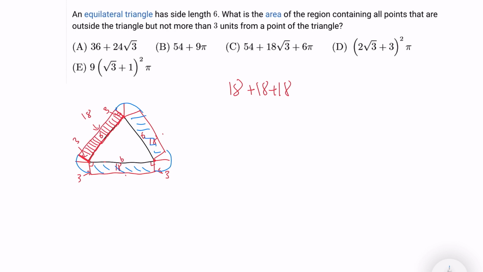It says the area of the region containing all of the points outside the triangle. So as long as it is 3 units from a point of the triangle, we have to cover it. For example, the line I drew at the beginning is 3. And so this little portion of the circle, not a semicircle, should also be counted towards the area. How would you figure out the area of this little portion of the circle?